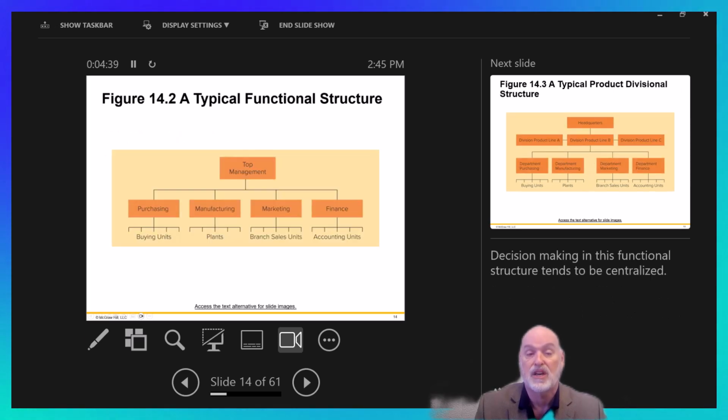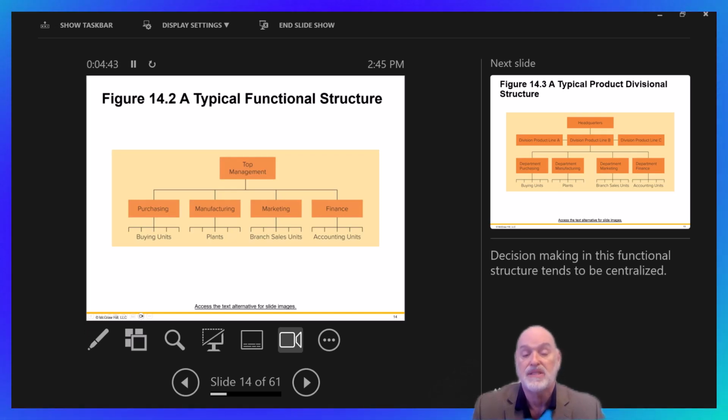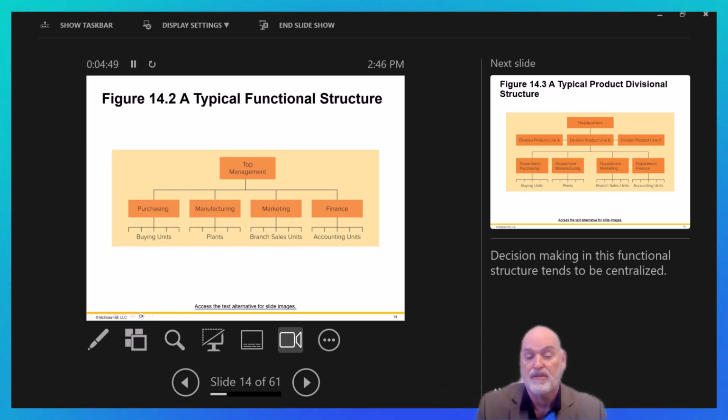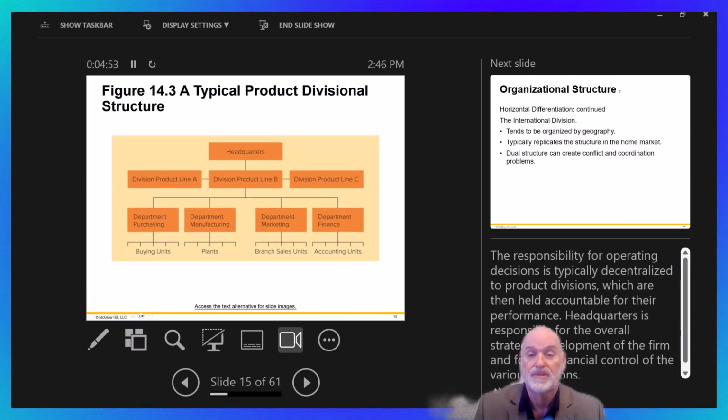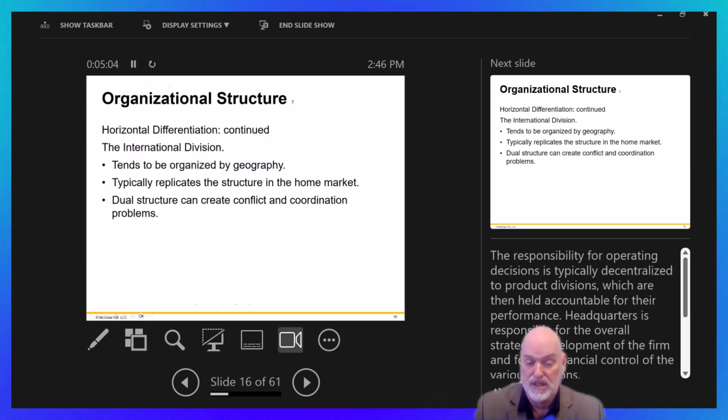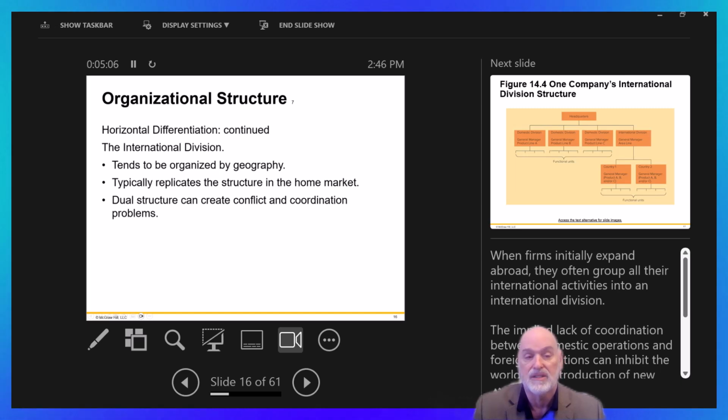Here's a typical functional structure. You've got top management, and then the different business units report to top management: purchasing, manufacturing, marketing, finance, and then the other units below it. Here's a typical product divisional structure. You've got headquarters and then product lines A, B, and C, and then all of the different departments reporting to different product lines.